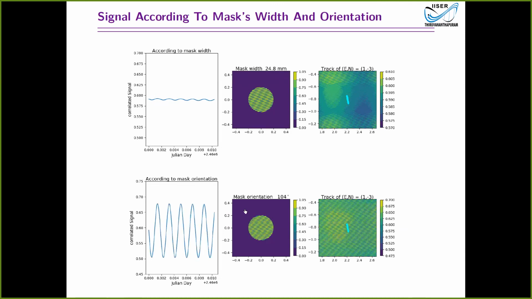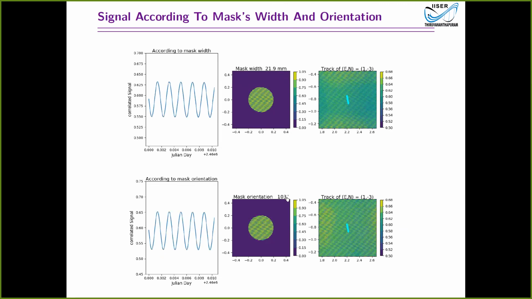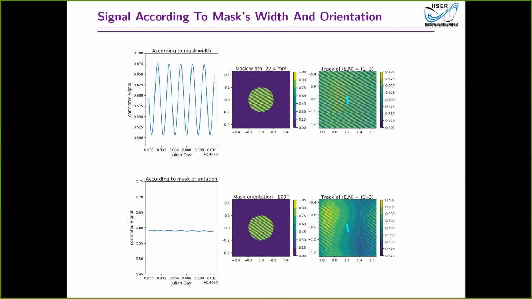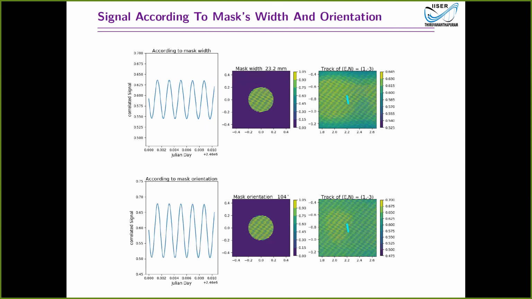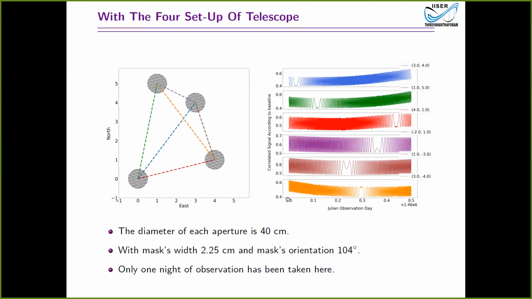Similarly, when we do the simulation for mask orientation for the same baseline and the same observation time, we see that when the orientation is 104 degrees along the U axis of the baseline, the signal is higher. So for the rest of the work, we take these two values, mask width 22.5 millimeter and mask orientation 104 degrees. We take 4 telescopes, which have been arranged here. The reason behind this arrangement is just to get a good signal strength, nothing else.